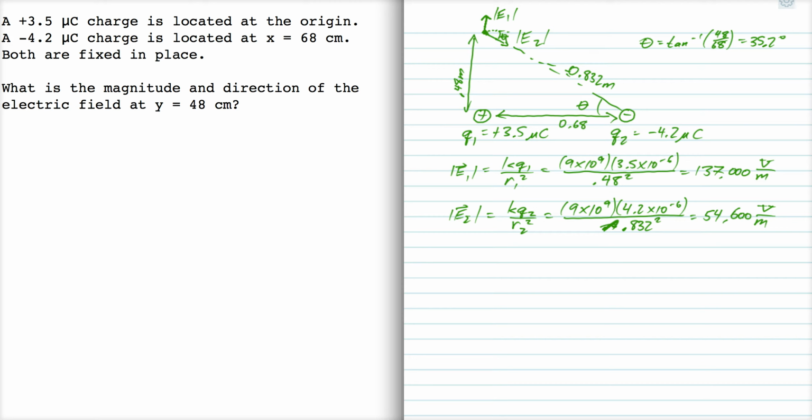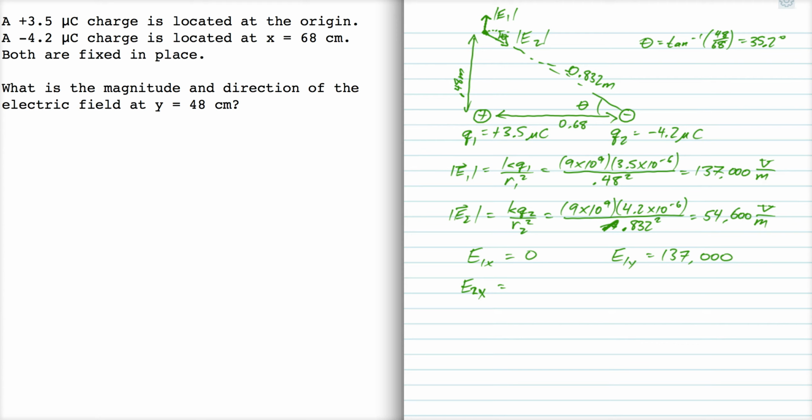So to combine these vectors, I've got to split them up into x and y components. So the x component of E1 is 0. The y component of E1 is, let me arrange it like this. This will be the x component of E2. We'll do the y component of E1 over here. The y component of E1 is just the magnitude of the vector. It's 137,000.